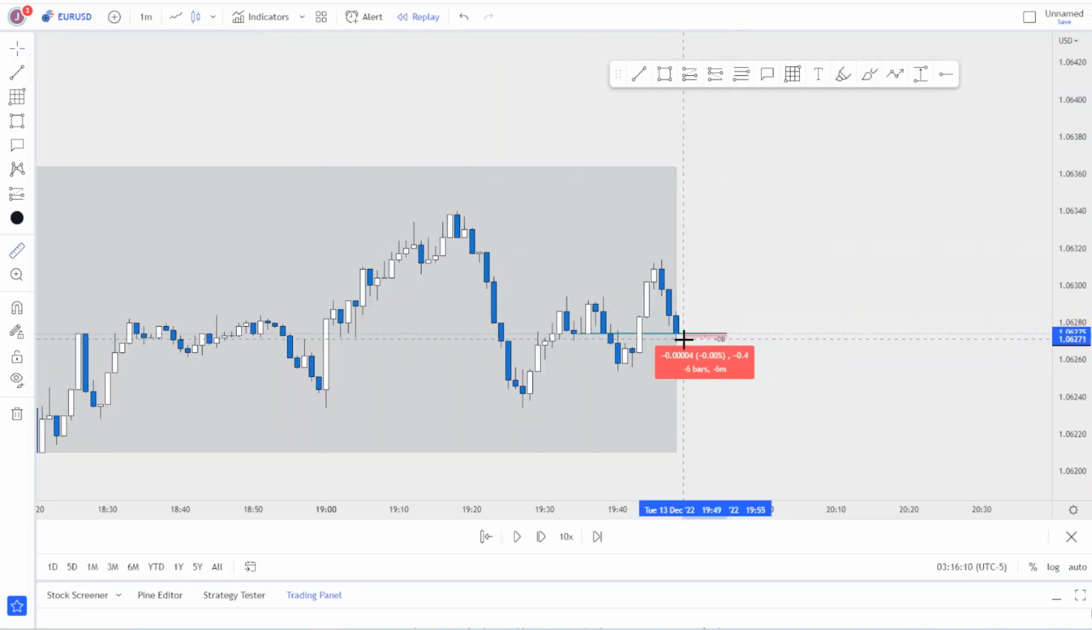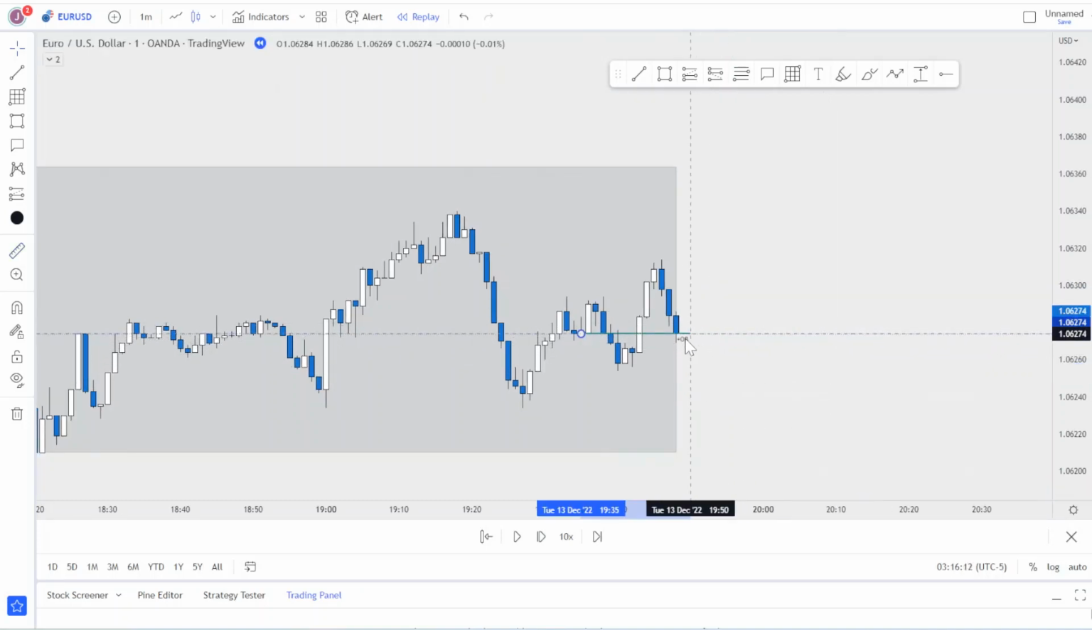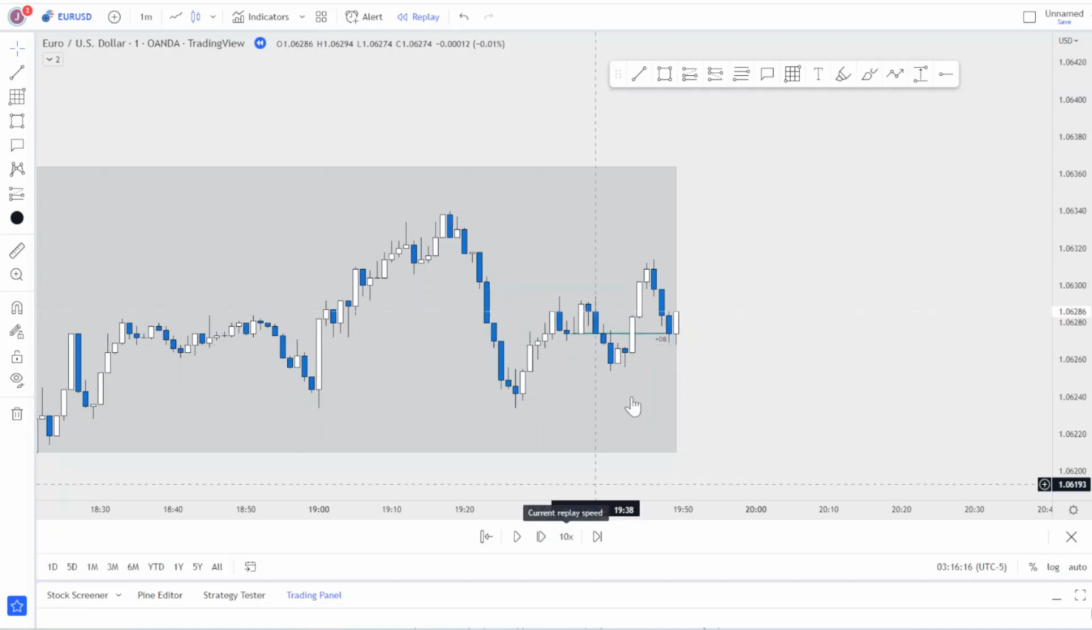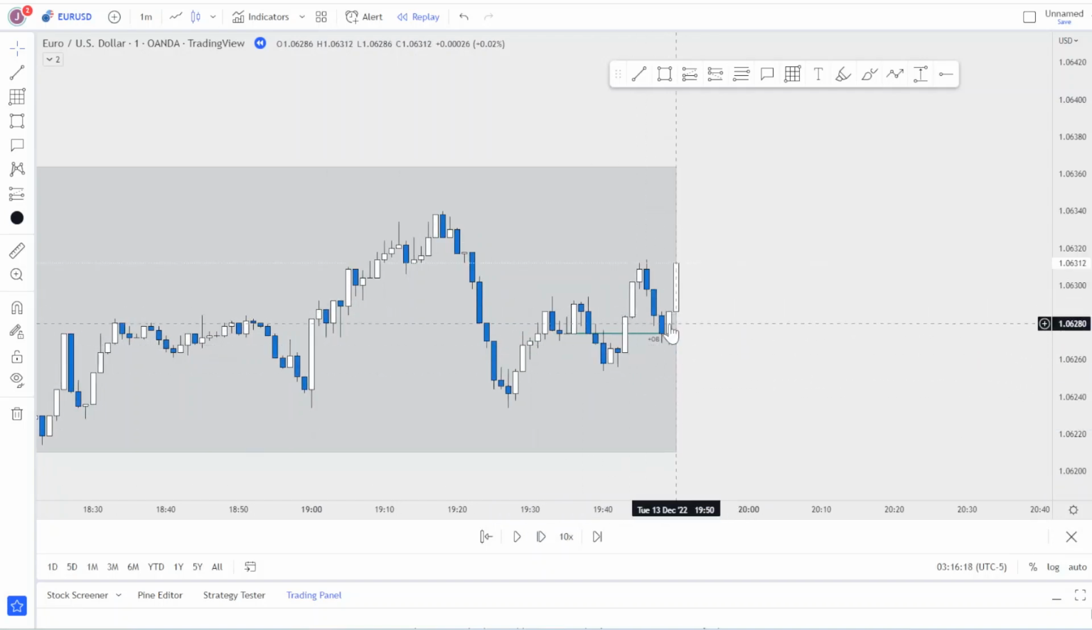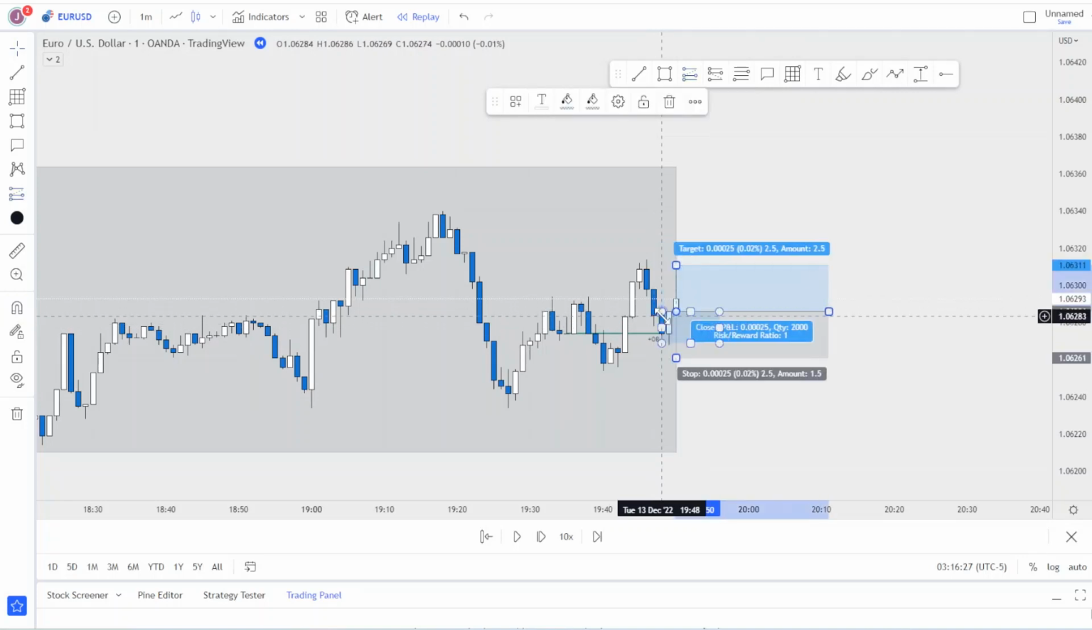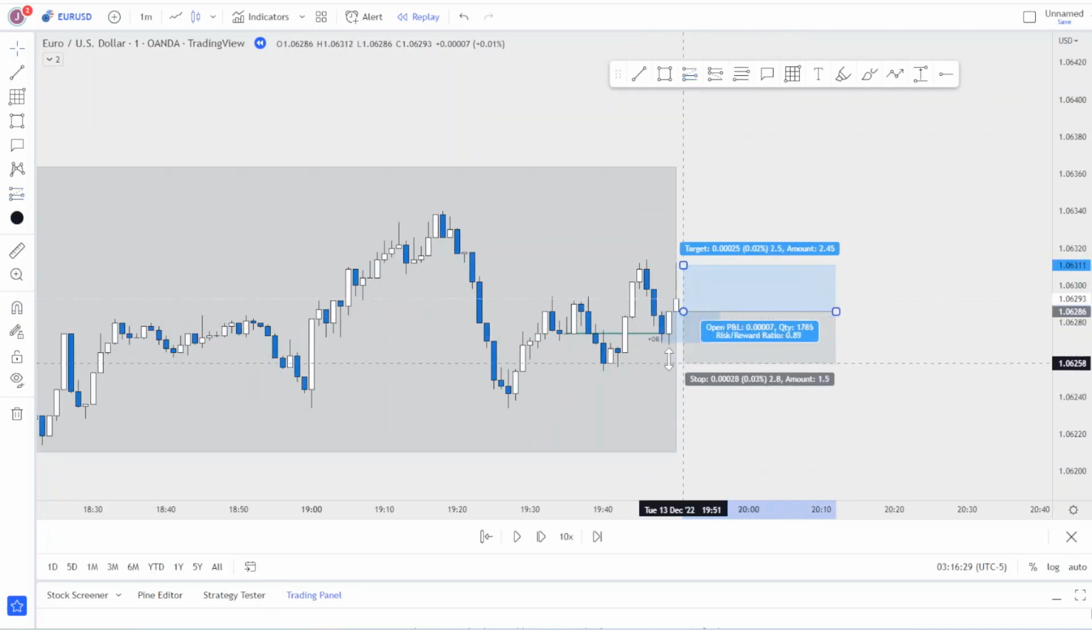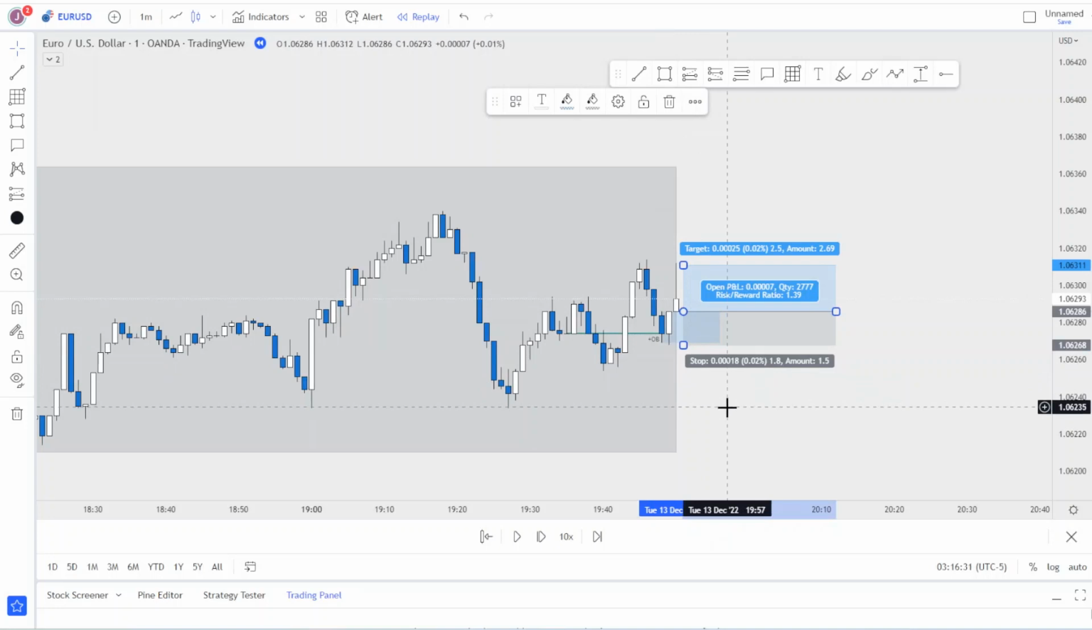Price taps into that 5-minute order block, and then it creates this big push up and another order block here on the 1-minute. So I can put this out there. Entry will be there, just waiting for it to come back and tap into it. Stop loss under the low.